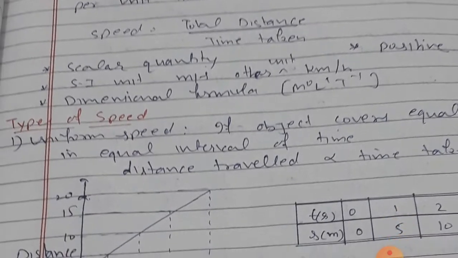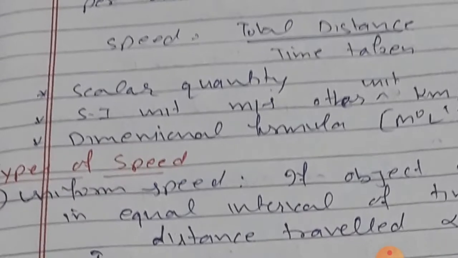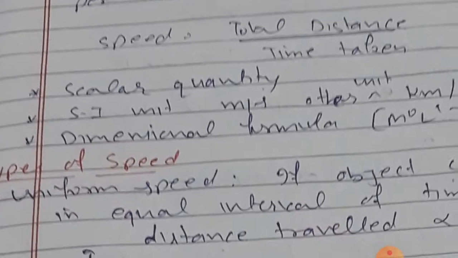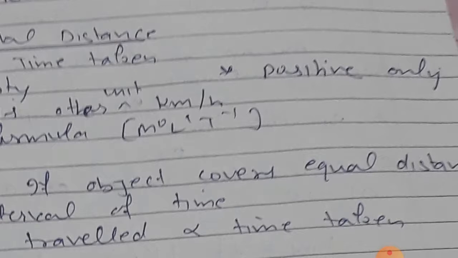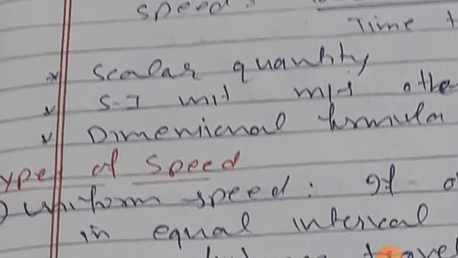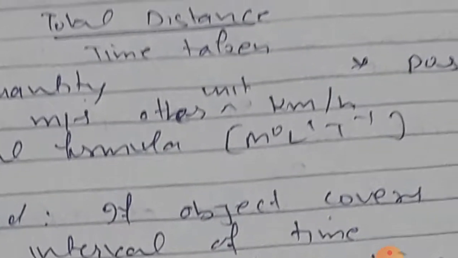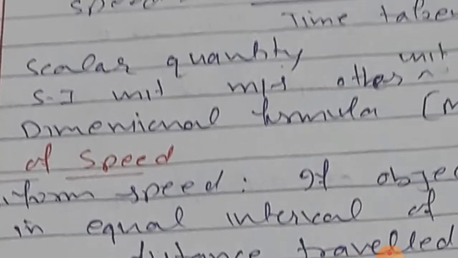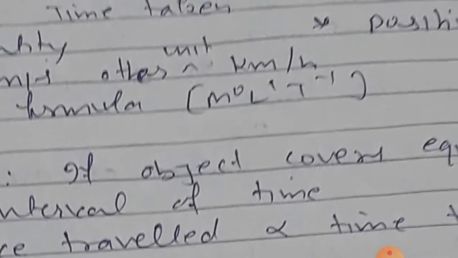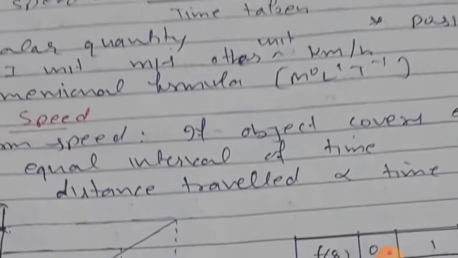The nature of quantity: speed is a scalar quantity, and as you know that scalar quantity has only positive value, so speed also has only positive values. SI unit of speed is meter per second and other unit we use is kilometer per hour. Next, the dimensional formula for speed is M^0 L^1 T^-1.